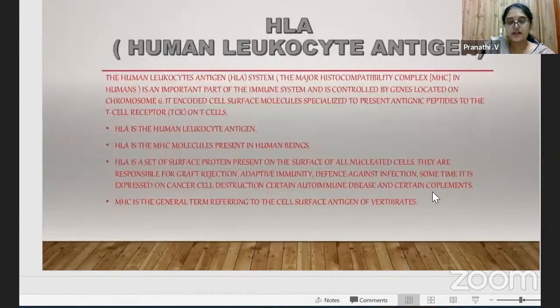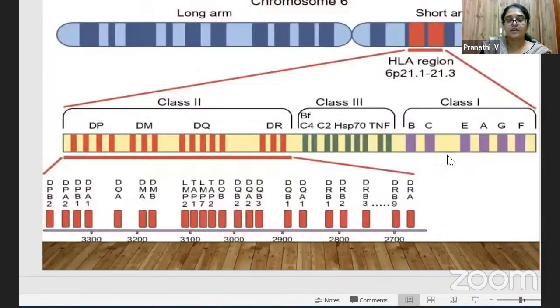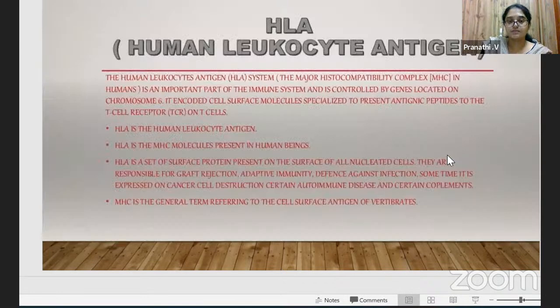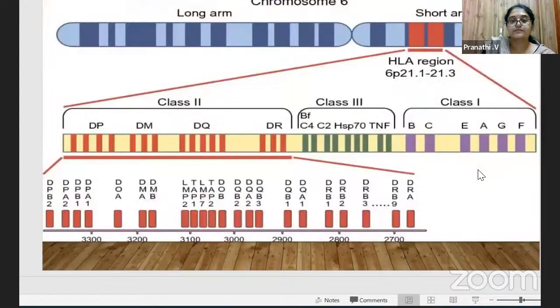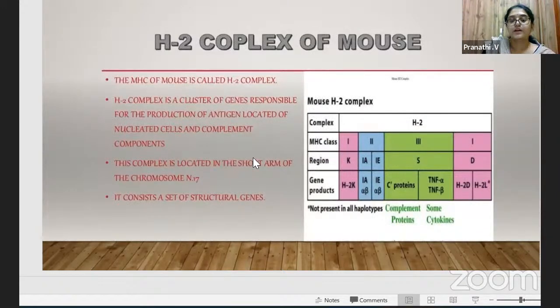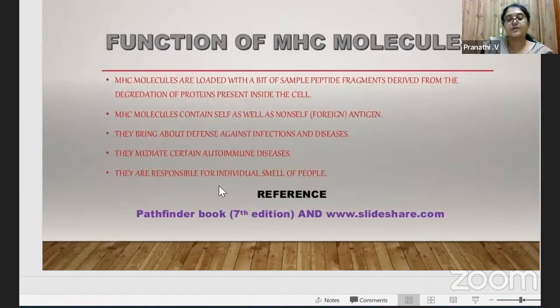And then we have HLA antigen also. That HLA antigen is present in humans. So it's known as the human leukocyte antigen. And this is the major histocompatibility complex in humans. So the differences in the humans and the mouse in the HLA antigen and the functions of it are given again.